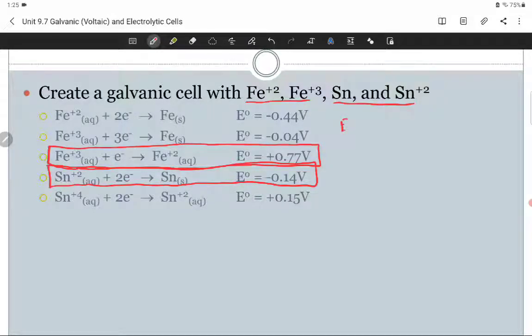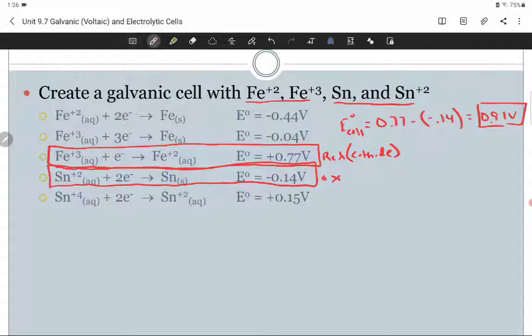Okay, so E cell has to be a positive answer for a galvanic cell. Okay, 0.91 volts. So that tells me that the iron is the reduction, the cathode, and the tin is the anode.